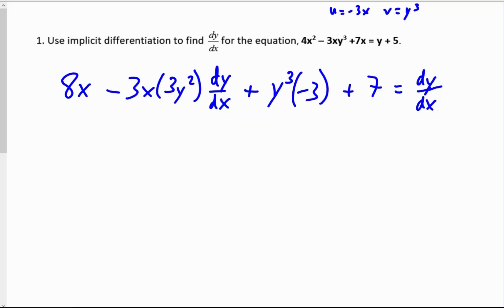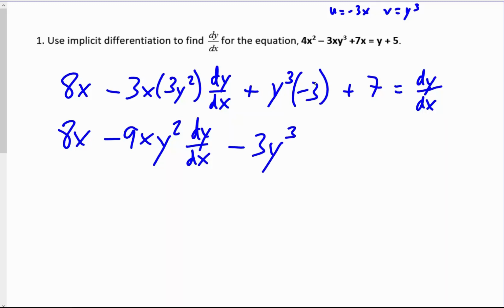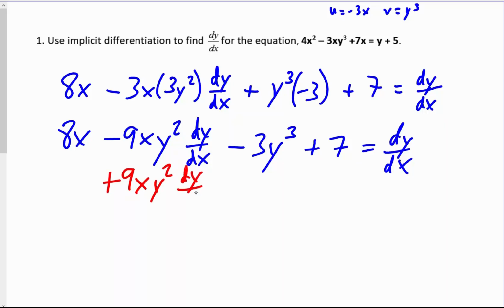Okay, we try to group all the dy dx terms on the same side. So here, if I simplify this, let me simplify with 1. We have negative 3x times 3y squared will be negative 9xy squared dy dx minus 3y cubed, right? Negative 3 times y cubed plus 7 equals dy dx. We're going to add the 9xy squared dy dx term to the other side. So plus 9xy squared dy dx.